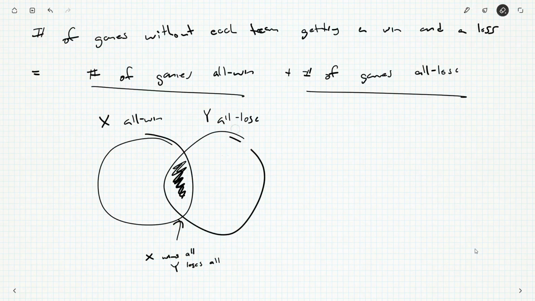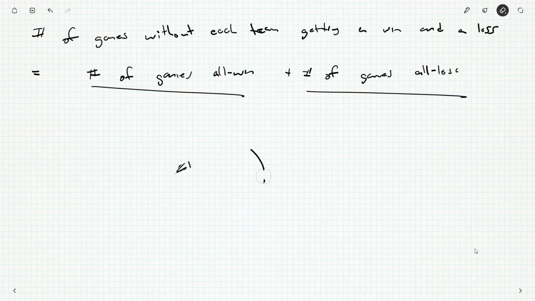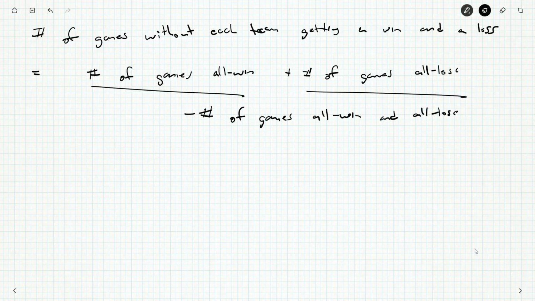So we have to subtract off that extra little overlap. This is called the principle of inclusion and exclusion, minus number of games with somebody who wins everything and someone who loses everything. Okay. Now I've already spoken. Each of these is 8 times 2 to the 21.